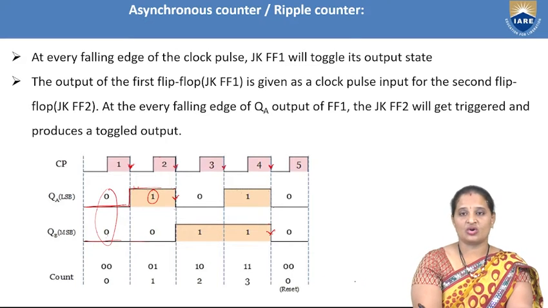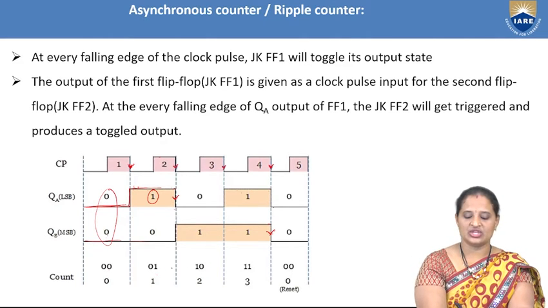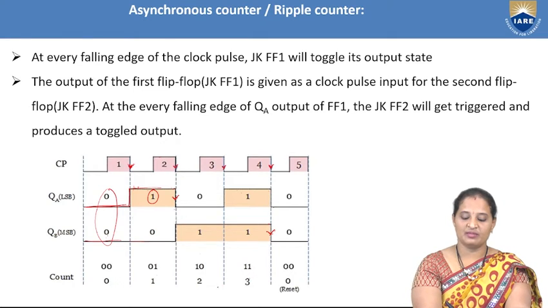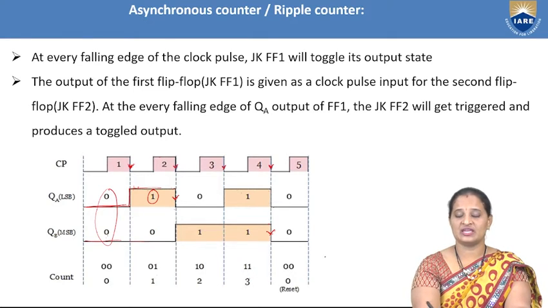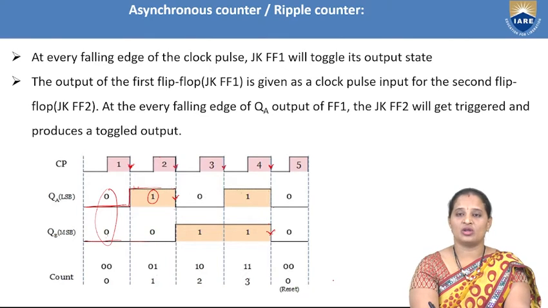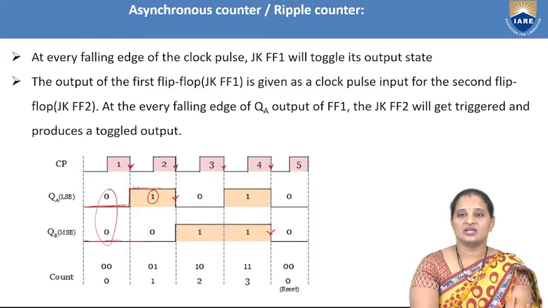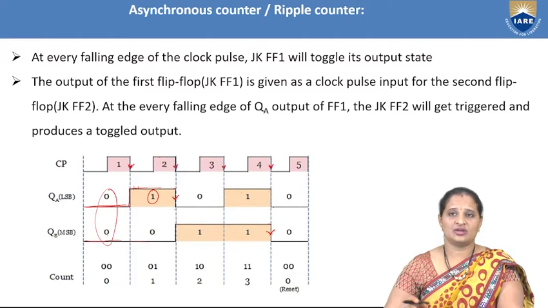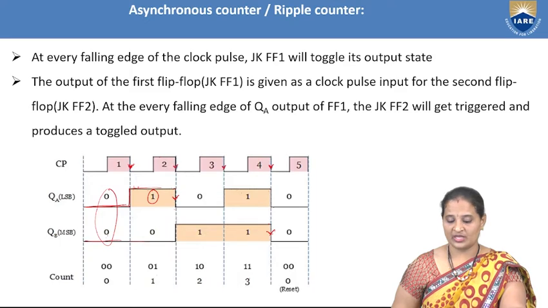So this is a counting sequence 0 0, 0 1, 1 0, 1 1, 0 0 and so on. That means it is counting the pulses in the incremental order. So that is why we are calling it an up counter. As both the flip-flops are working with different clocks, we are calling it an asynchronous up counter, a 2-bit asynchronous up counter. So this is the 2-bit asynchronous up counter. I hope it is clear.